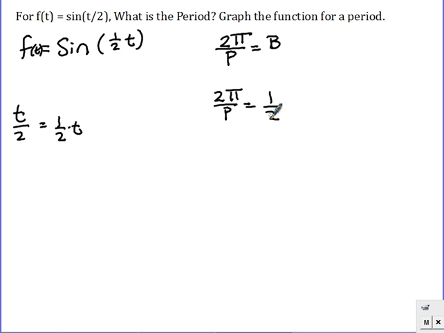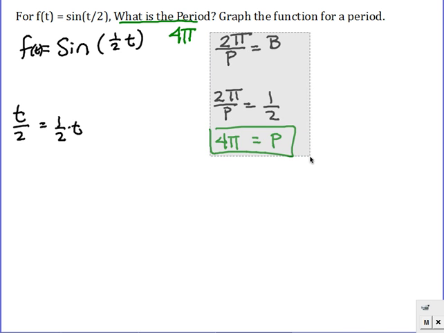We could cross multiply. 2 times 2 pi would be 4 pi. And then 1 times p is 1p. And we're trying to find what p is. Well, we just found it. p is 4 pi. Wonderful. My period is 4 pi units long. So first question, what is the period? 4 pi units, or 4 pi radians. Okay? Let me go ahead and just move this over.